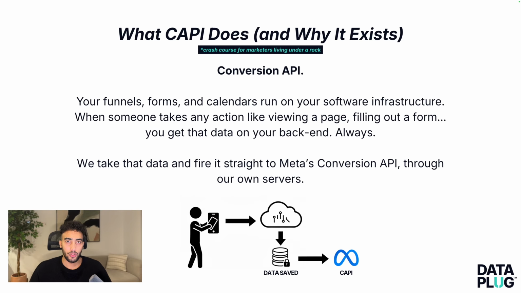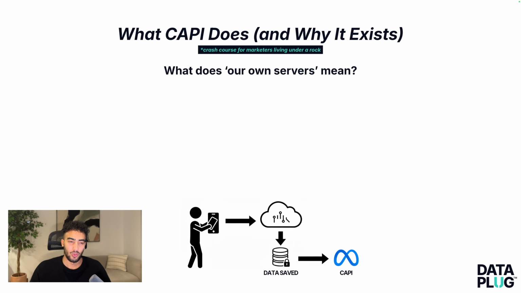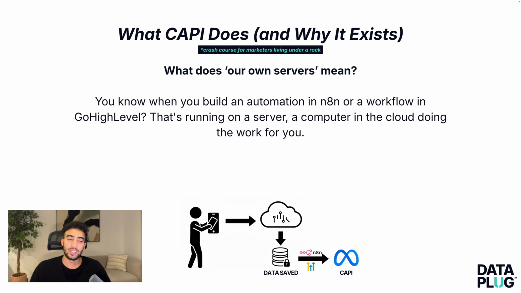And what Conversion API is basically is we take that data that we're receiving on our own infrastructure, on our own backend, and we fire it to Meta's Conversion API through our own servers, our own software. What does our own servers mean exactly? Basically, when you're building an automation in n8n or a workflow in GoHighLevel, that's running on a server. Literally, a computer in the cloud doing the work for you by reading lines of code.